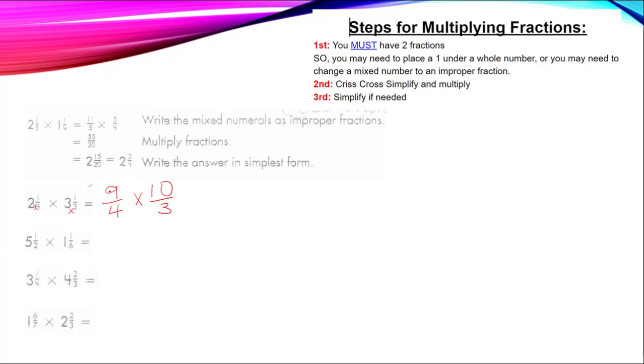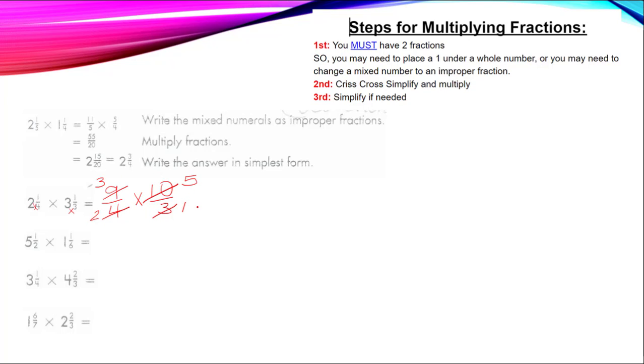So now we're going to see if we can crisscross simplify because we have our two fractions, and we can. We can do the 9 and the 3. What can both of those be divided by? They both can be divided by 3. 9 divided by 3 is 3. 3 divided by 3 is 1. Now let's look at our 4 and our 10. Those can both be divided by 2. 4 divided by 2 is 2. 10 divided by 2 is 5.